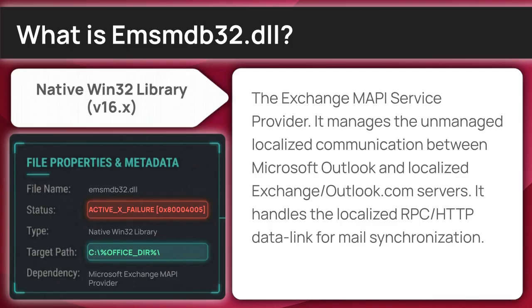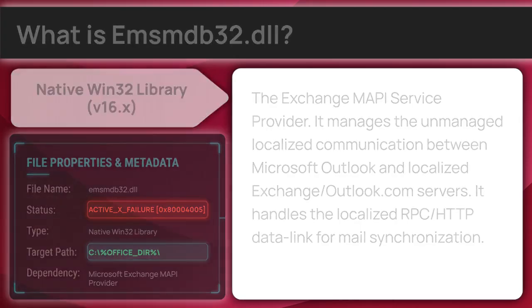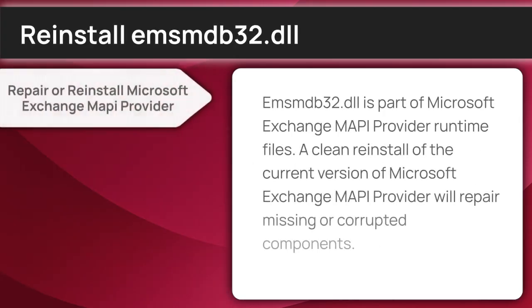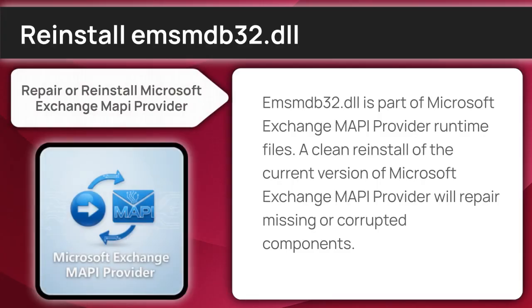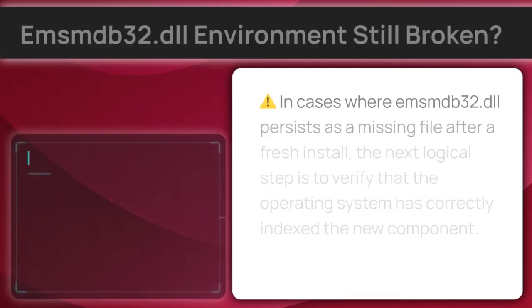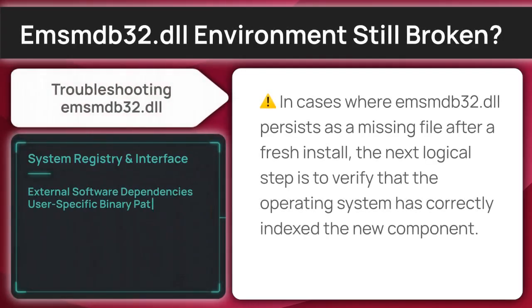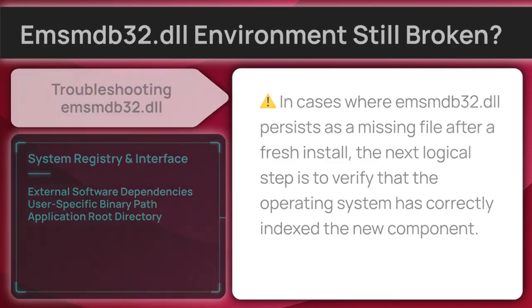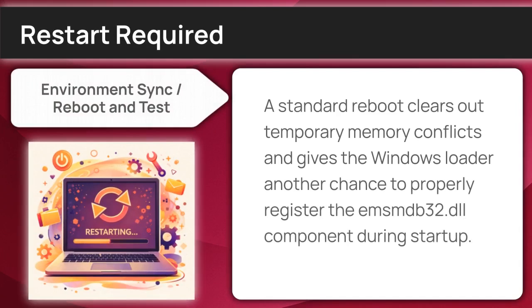Now that the technicals are covered, let's run the official installer. emsmdb32 is part of Microsoft Exchange MAPI Provider runtime files. A clean reinstall of the current version of Microsoft Exchange MAPI Provider will repair missing or corrupted components. When a fresh installer fails to clear the error, it typically points toward a deeper conflict within the Windows execution layer. A standard restart allows the Windows bootloader to rescan your system directories and potentially recognize an unregistered emsmdb32 component.